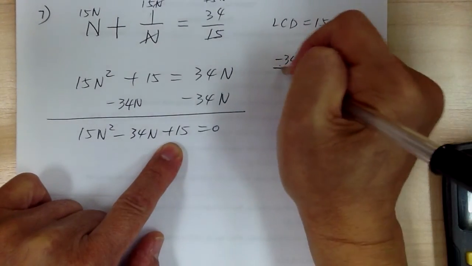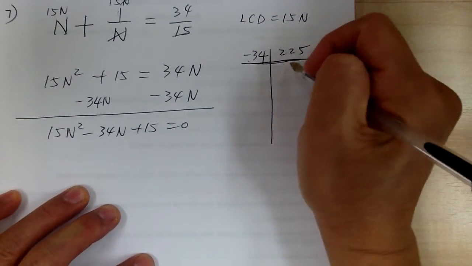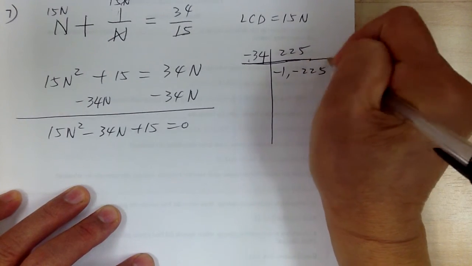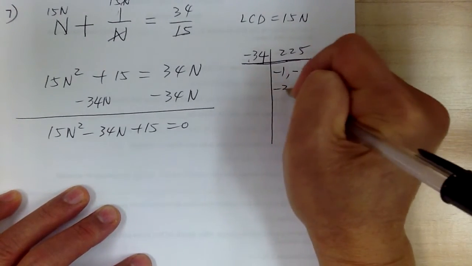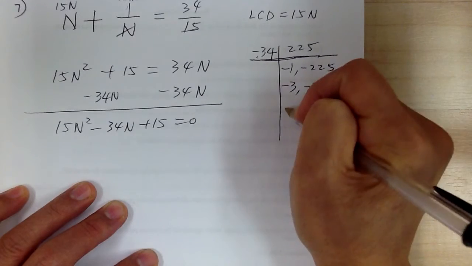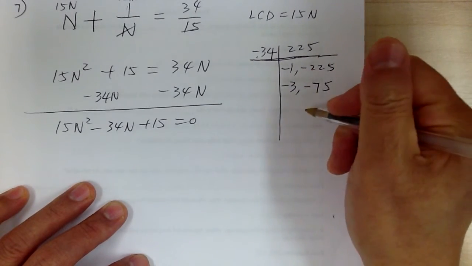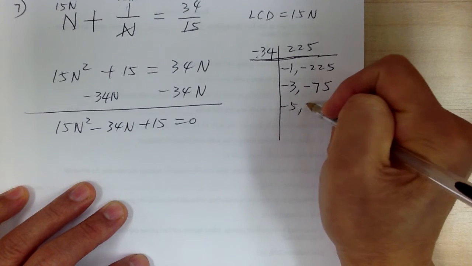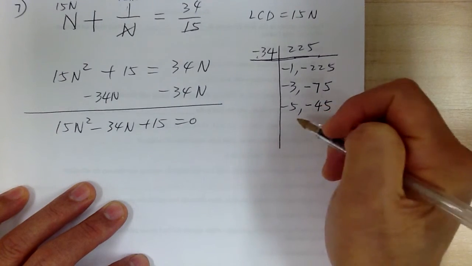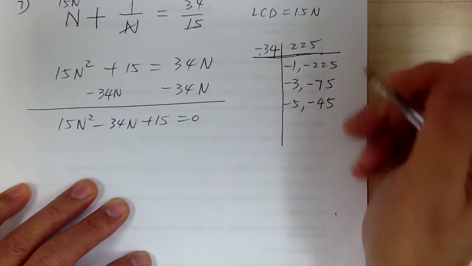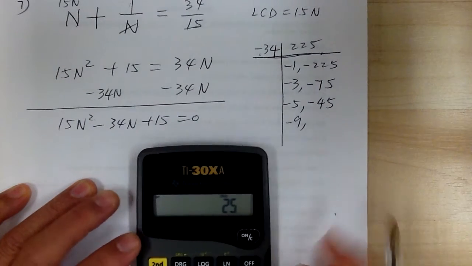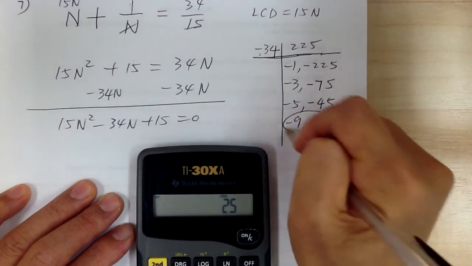Okay, so now you've got to work it out. Because it's negative, you have to use negative 1, negative 225. Then you go to 2, 2 does not work. Try negative 3, so it'd be negative 75. Now notice all the even ones are no good, so try 5. So it'd be negative 45. Okay, so you cannot do any of the even ones. So try negative 9. Get your calculator, 225 divided by 9 equals negative 25. Okay, so that's it. It's not too bad.